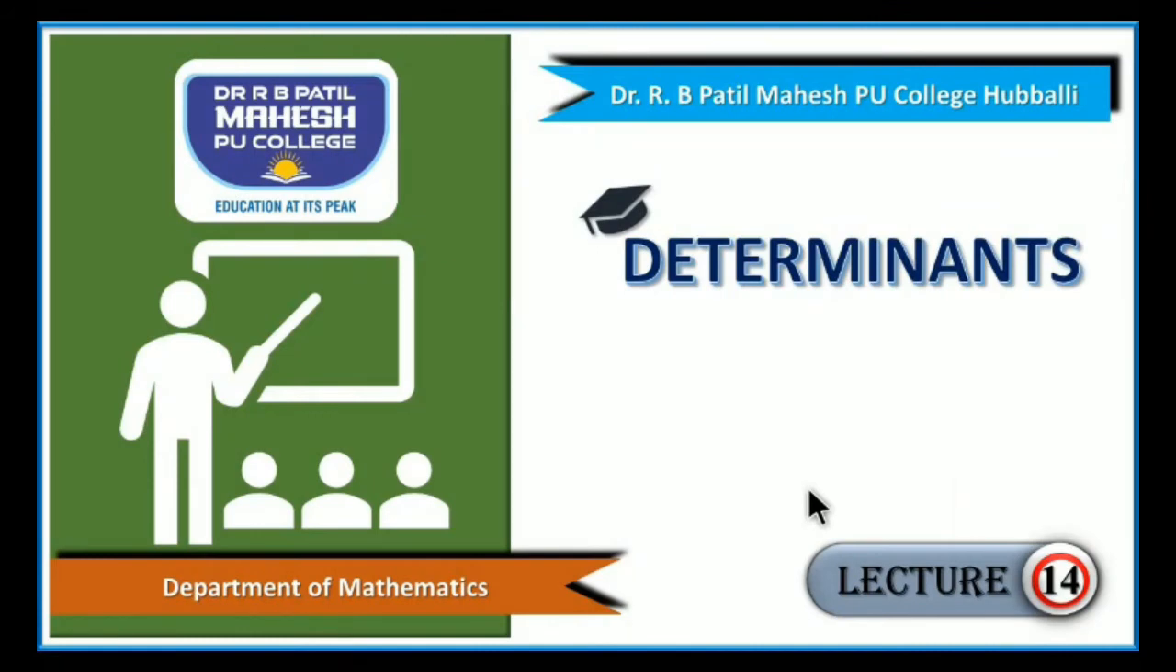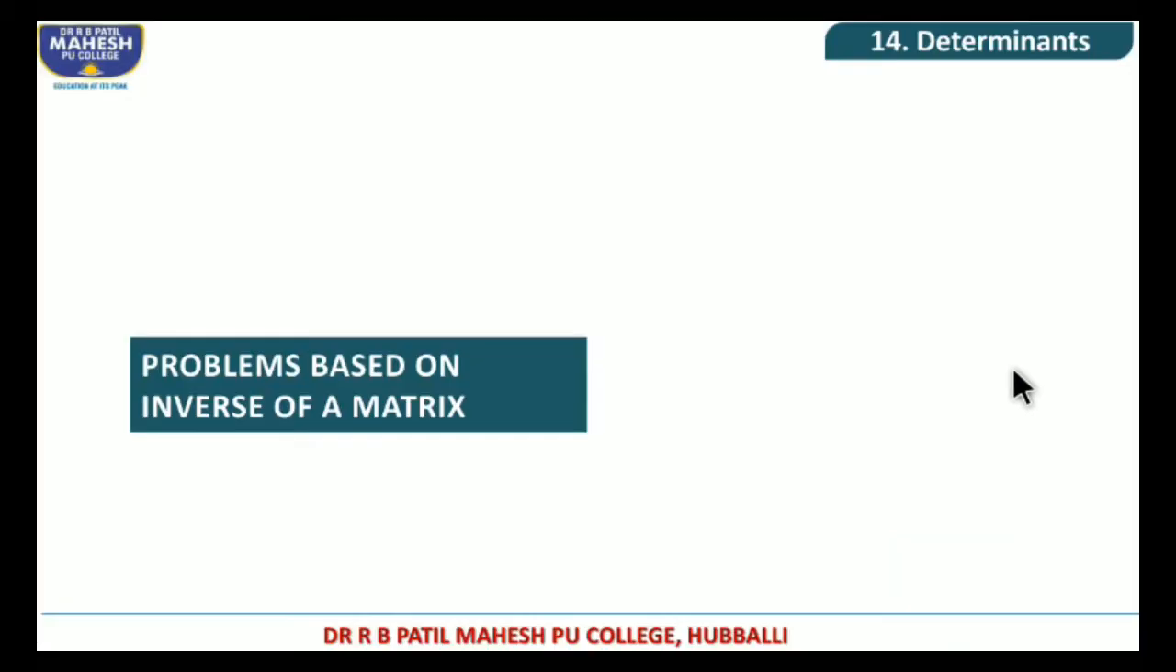Dear students, it is lecture number 14 on the chapter determinants. In the previous session, I discussed problems on the inverse of a square matrix. Similarly, I will solve some more examples in this session. Let us start problems based on the inverse of a matrix.